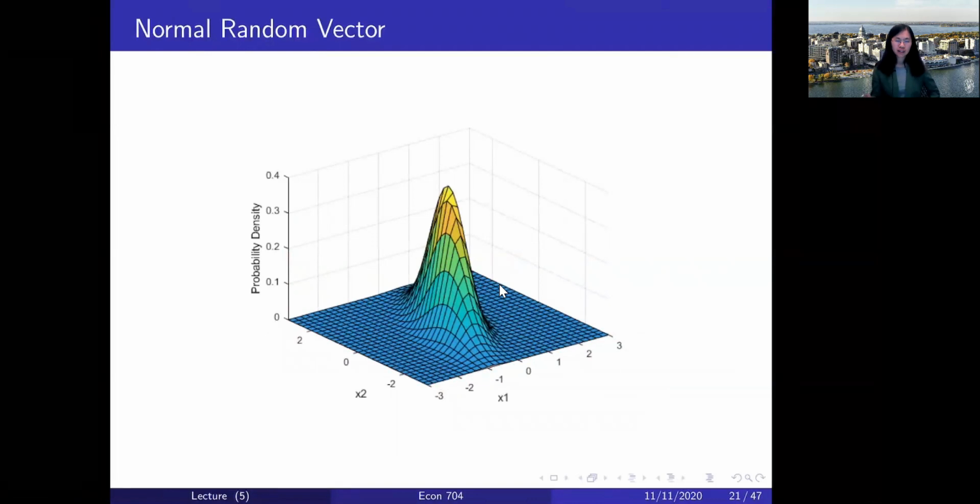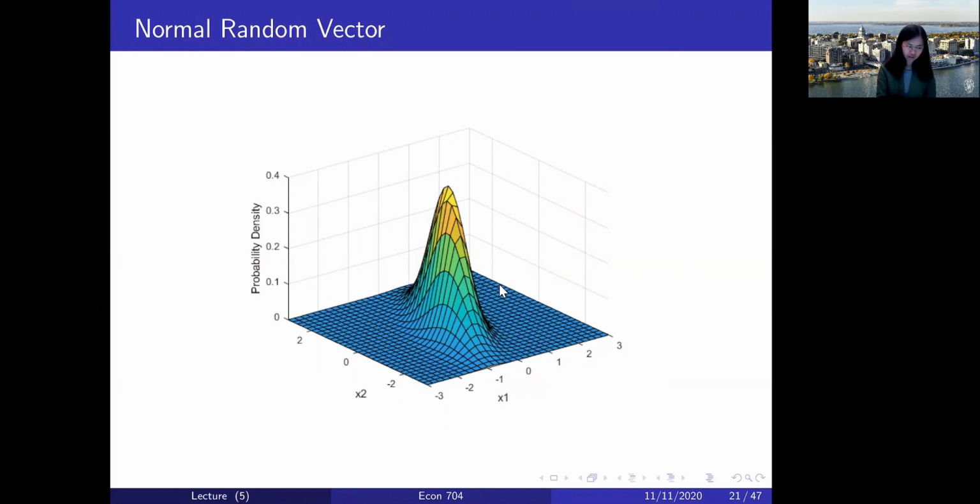Now, let's talk about the second concept that we will use to introduce the vector central limit theorem. That is the normal random vector. Normal random vector is a special case of a general random vector. So multivariate normal distribution is a special case of other multi-dimensional distributions. The probability density function of a normal random vector looks like this. It's got a single peak and it goes down from the peak, just the way that the one-dimensional normal distribution goes down from its mean.